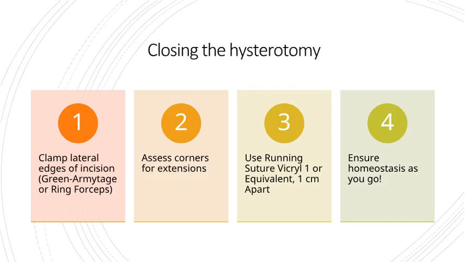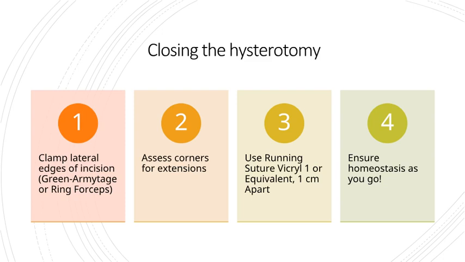The first step in closing the uterus involves using green Armitage forceps to clamp the edges of the uterine incision. This is where the hysterotomy tends to bleed the most, so by clamping these areas you will decrease blood loss. These forceps are specifically designed to grasp and secure tissue effectively, providing a firm grip on the uterine edges. Clamping helps to stabilize the tissue, allowing for better visualization of the ends of the uterine incision and ensuring that any bleeding can be controlled as you proceed with closure. After clamping, assess the corners of the incision for any extensions that will need to be repaired.